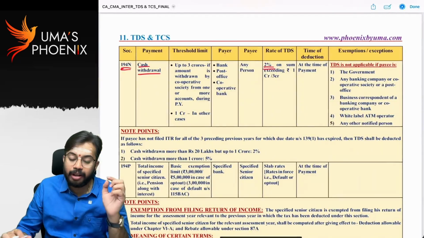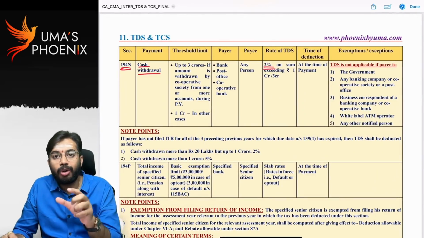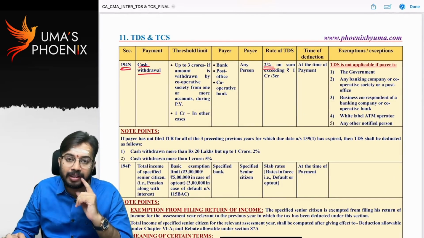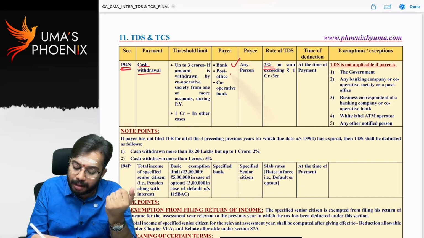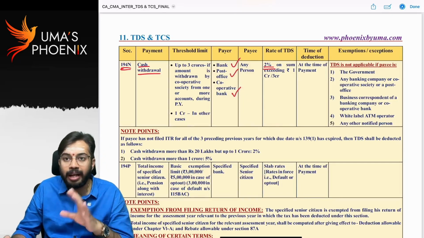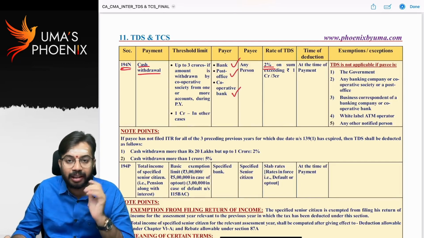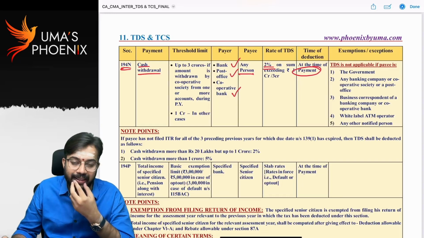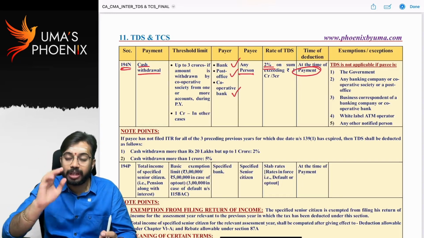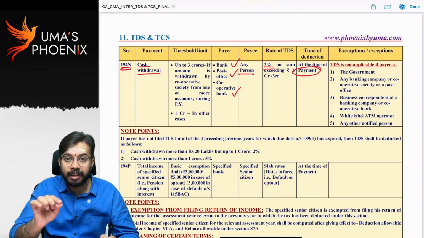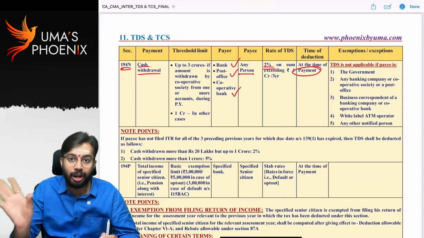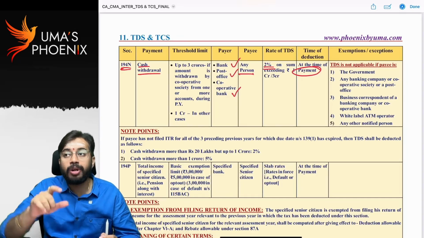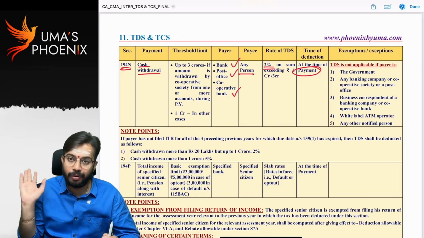So TDS is required to be deducted over and above 1 crore. Whatever the excess amount is, on the excess amount 2% will be deducted. Who will deduct TDS? Bank, post office, cooperative bank. When they are paying the amount to the customer, then they will deduct TDS. Payee can be any person. TDS will be deducted at the time of payment. Is it clear? So cooperative society 3 crores, other persons 1 crore. TDS will be deducted on the excess amount. On the total amount, TDS will not be deducted. Rate of TDS 2%, on the amount in excess of 1 crore or 3 crores.